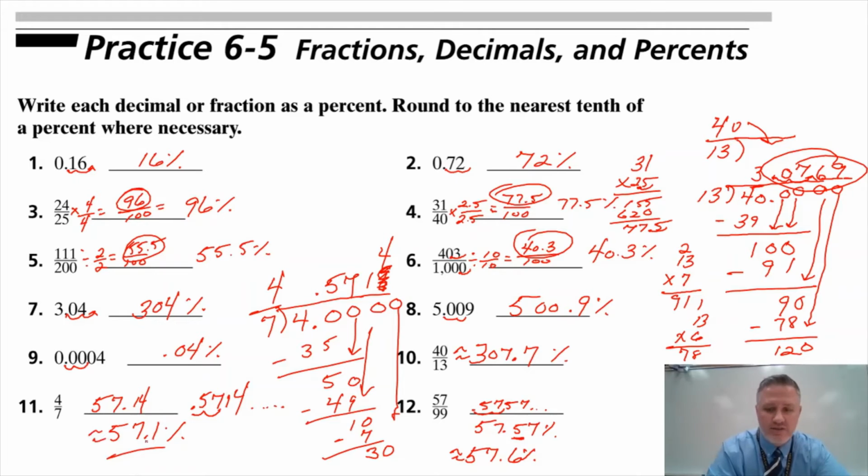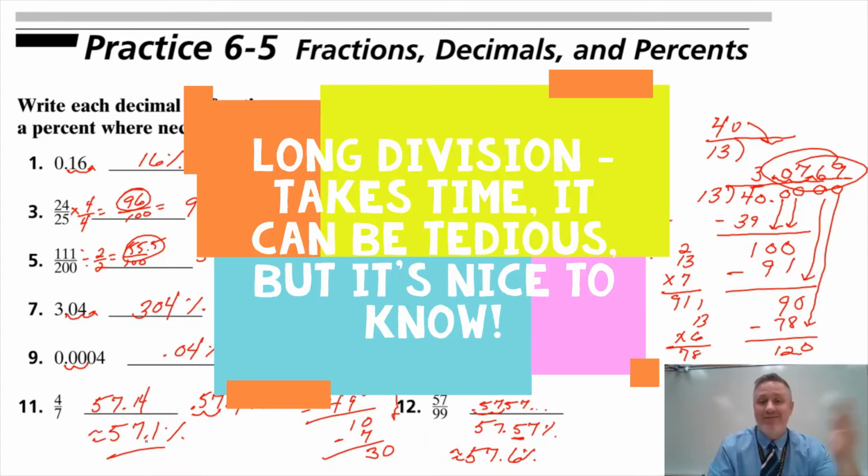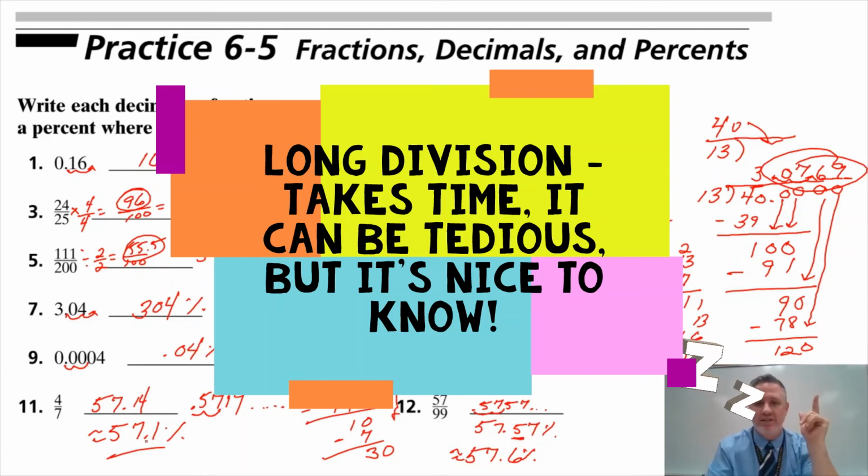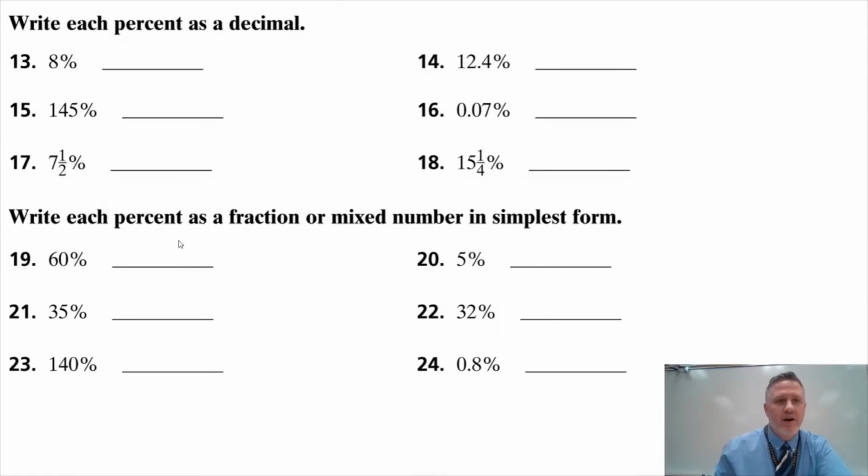You had the long divide, which takes a while. If I had a calculator, man, would that be easy, right? Just divide, move 2 places to the right. Okay, all right, let's go a little faster with these guys.